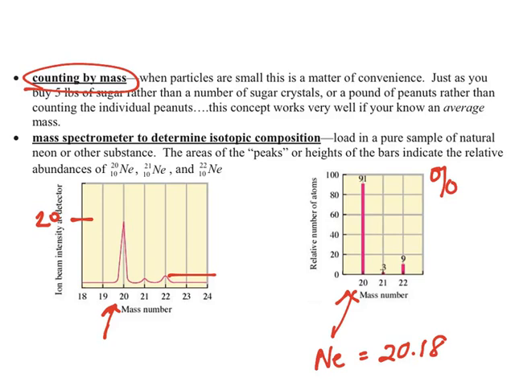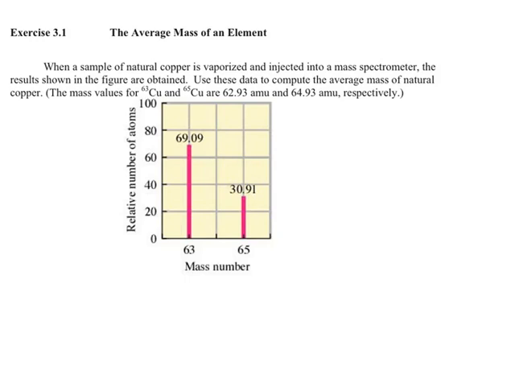Okay, so let's go ahead and take a look at an example. So let's say we were given this data. We are looking at a sample of natural copper. It's vaporized and injected into the mass spectrometer, and we get a graph that looks like this.